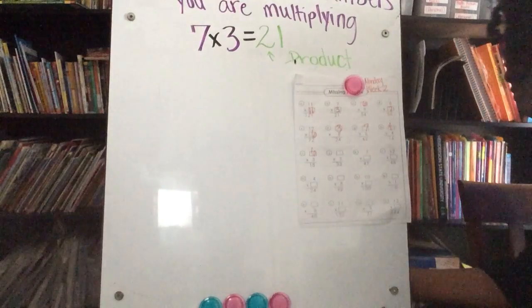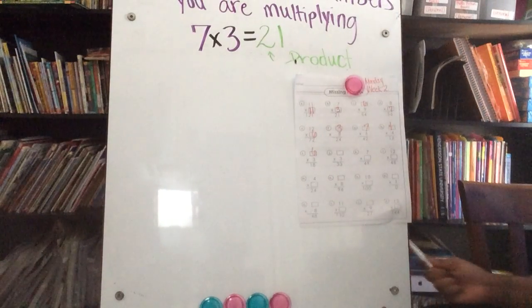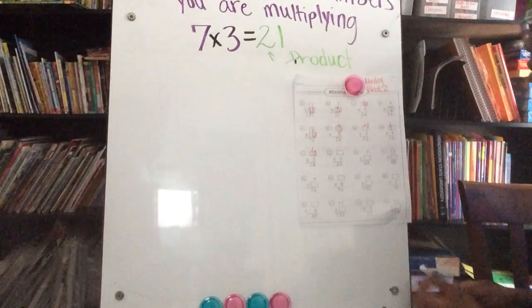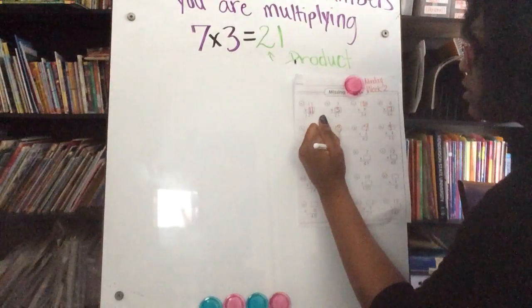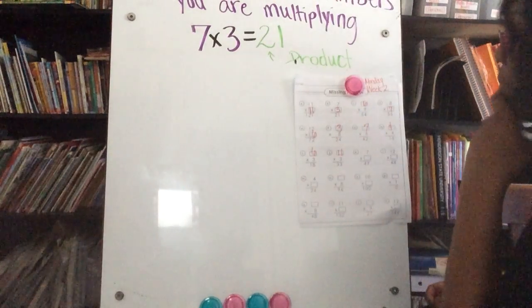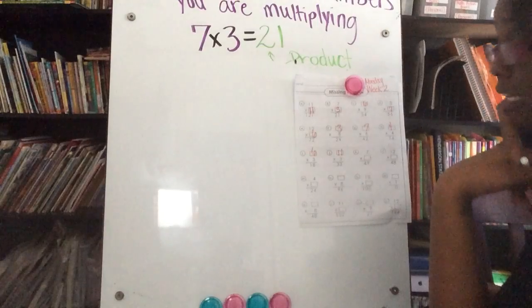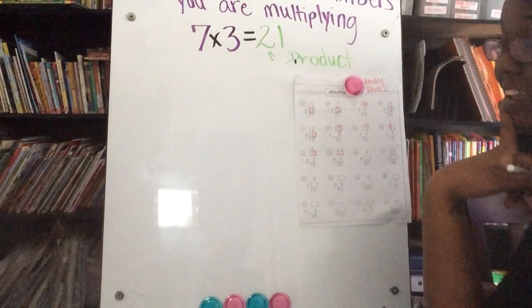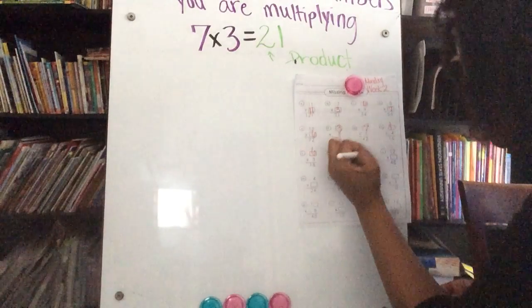Here we go. Letter J. Something multiplied by 3 is 33. We already know that that one is 11. 7 multiplied by something equals 49. I'm going to tell you that one is 7.